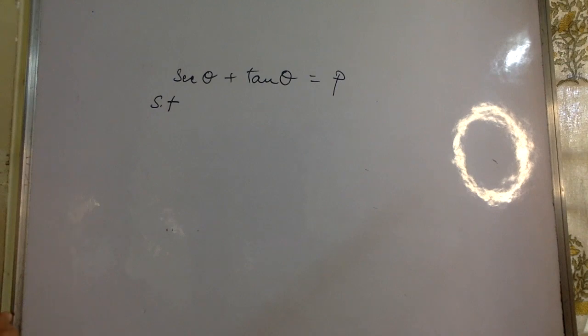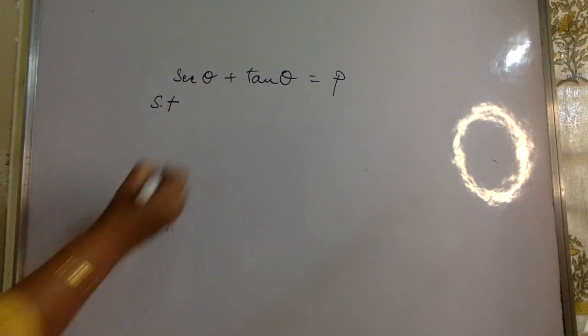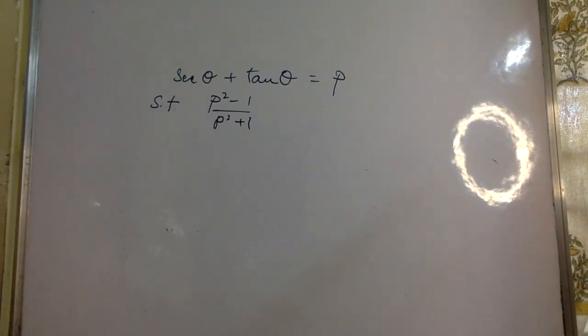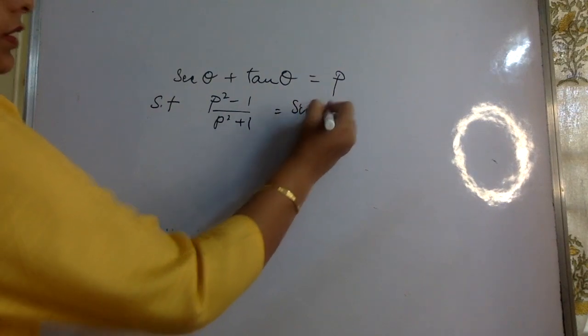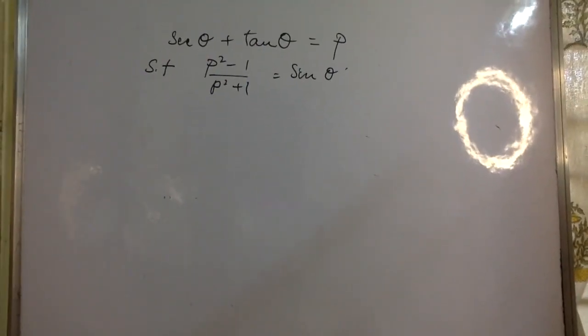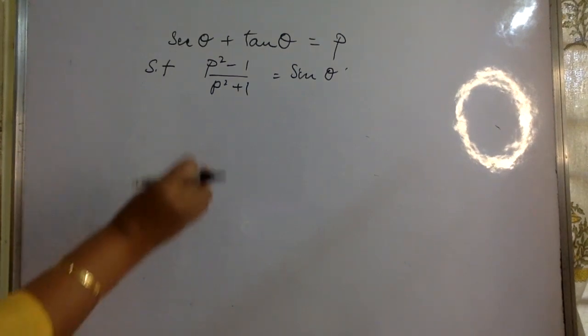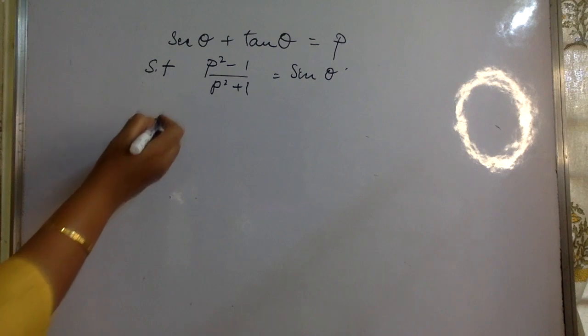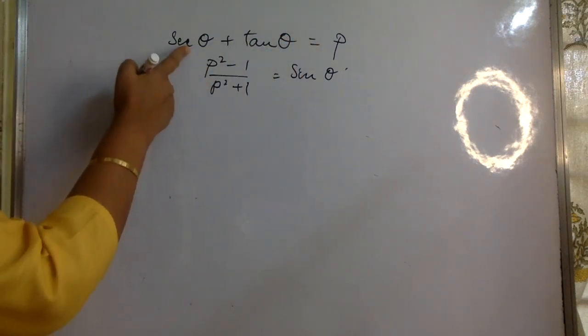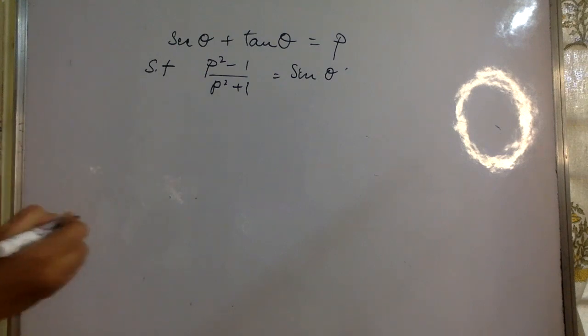So sec theta plus tan theta is equal to p. Show that p square minus 1 by p square plus 1 is equal to sin theta. So this is what we have to prove. Let's see. Here we have this is p. Here they are saying p square. We shall square this and see what we can do.